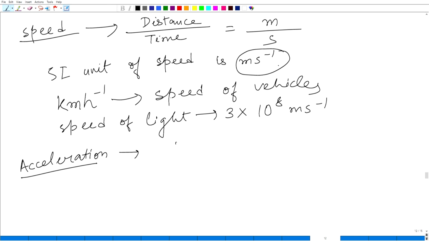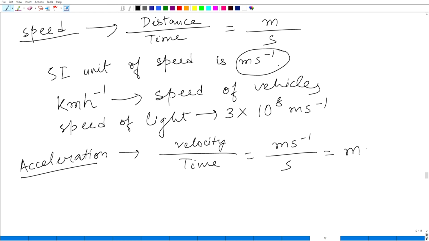Acceleration is velocity divided by time. Here we are not talking about vector quantities, so let's consider velocity as speed. So, meter per second divided by second. So, the unit of acceleration is meter per second square or meter into second to the power minus 2.